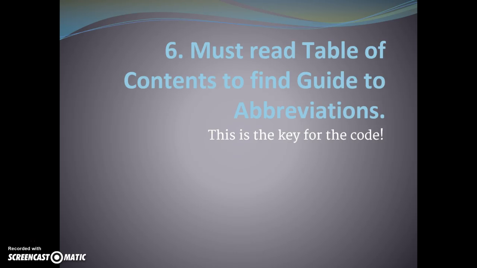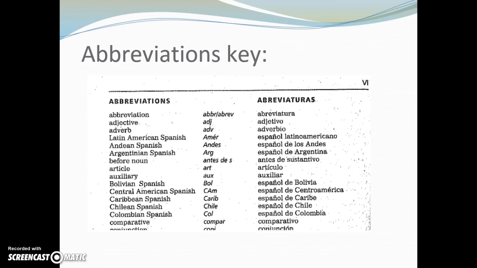Number 6 is probably one of the most important things that you're going to want to do when you get your bilingual dictionary, if you don't already have it. The table of contents is a must read in order to find a guide to the abbreviations. This is the key for how you are going to decode your dictionary entries. So this is what it will look like at the beginning. You've got different abbreviations.